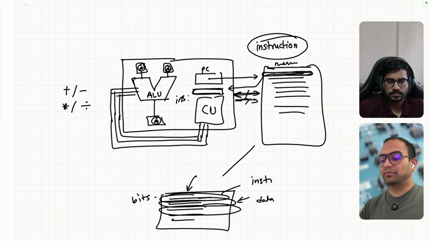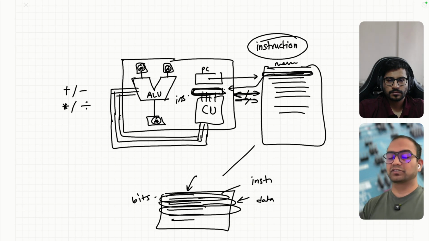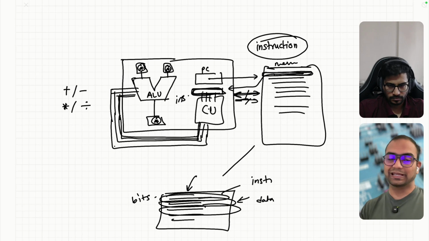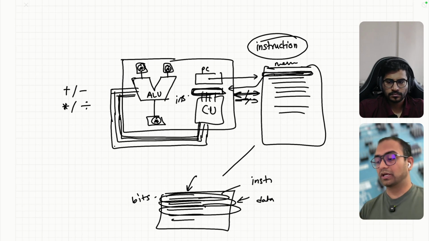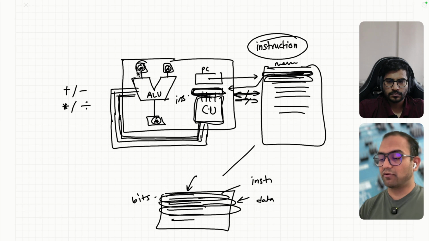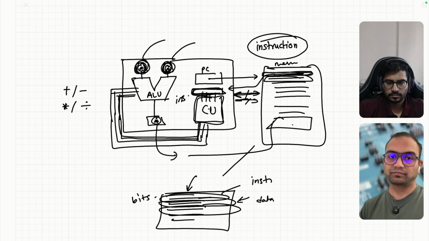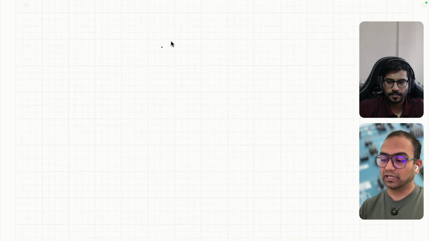And as you can imagine, the bits that correspond to the instruction are what the control unit is using to figure out what operation the ALU should perform. Not only that, but some instructions will also tell our CPU where to get the first operand from, where to get the second operand from, and where to write the answer to. So this is how you can imagine a CPU to be, or a system rather.